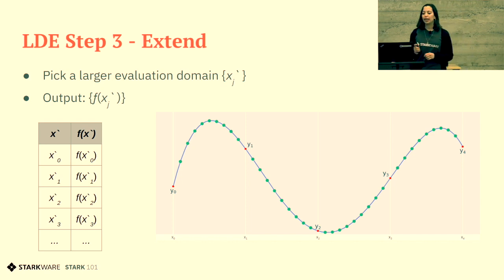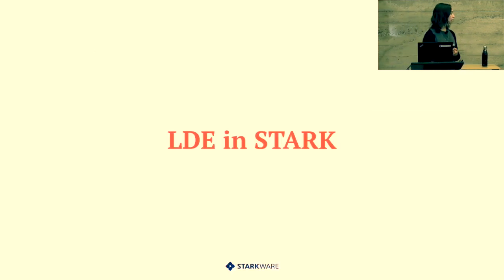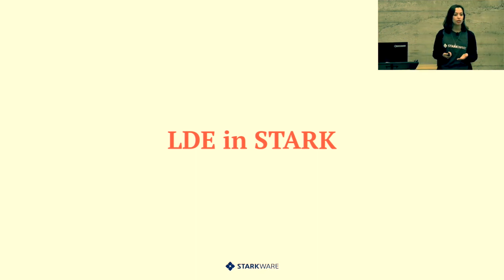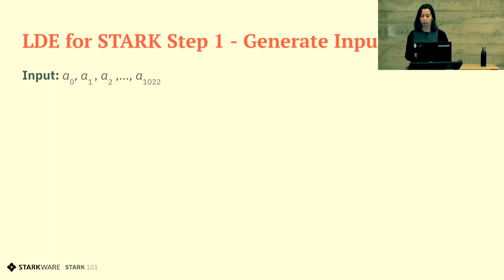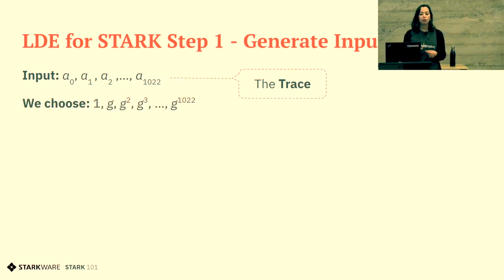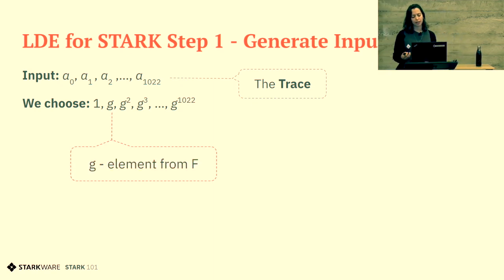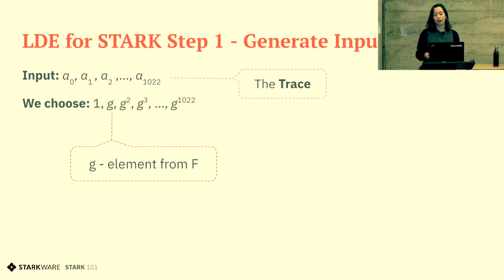So that was a low-degree extension in general, and now let's see how we are using it in STARK. So our input would be, of course, our Fibonacci square sequence, A0, A1, A2, until A1022. And we call it the trace, because this is like the trace of the computation. Then we choose an element from our field. You're going to get the details in the notebooks, but just for now, it's important to understand that it has some different powers, okay? g squared is different than g to the power of 3, and so on.